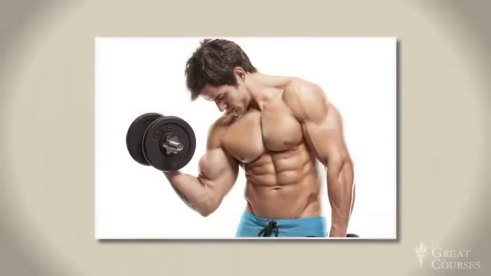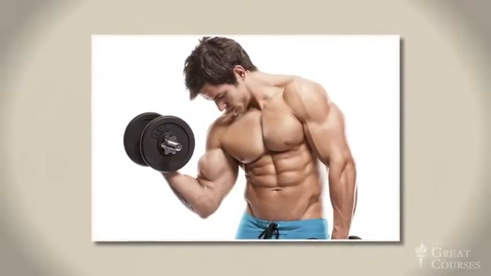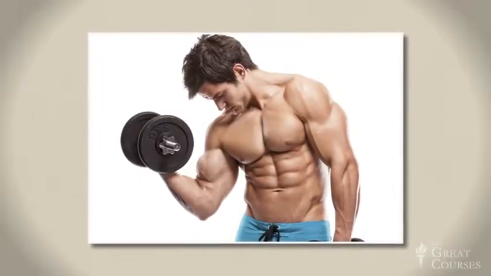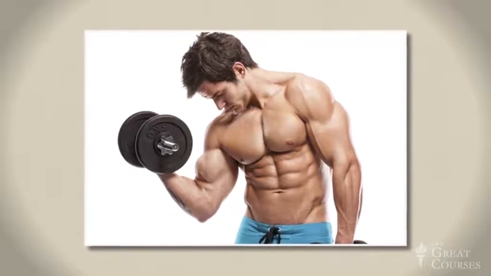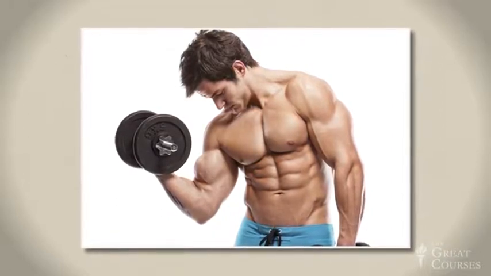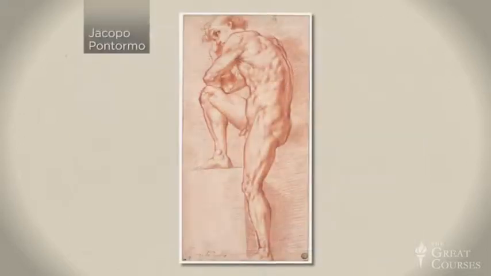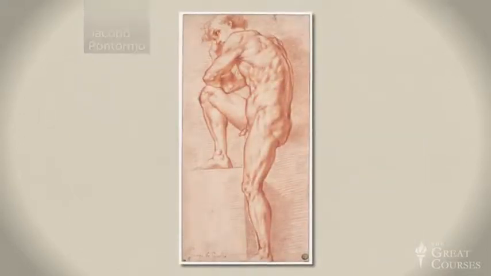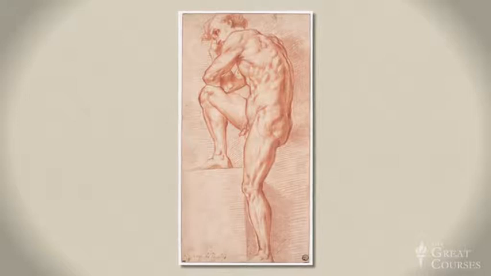Like the serratus, these are generally only visible on people who've worked out a lot and have little body fat. The external obliques appear higher toward the back and slant lower toward the front, like the ribs. Jacopo Pontormo depicts both the serratus and external obliques in this standing figure.